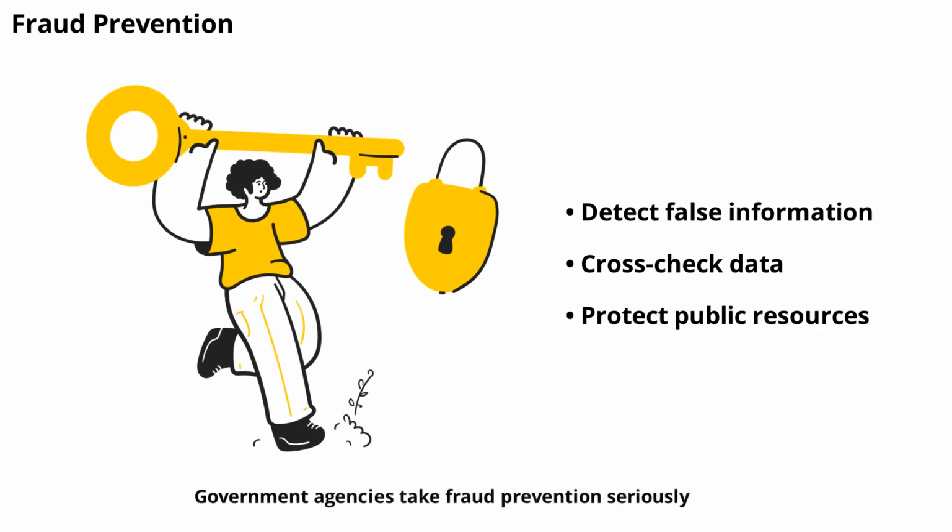Government agencies take fraud prevention seriously. Applications are carefully reviewed to detect false information or attempts to misuse services. This may involve cross-checking data with other agencies, verifying documents, and using advanced technology to spot suspicious activity. By preventing fraud, governments can ensure that resources go to those who truly need them.